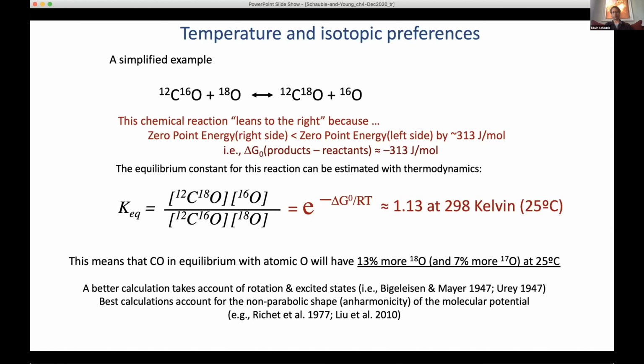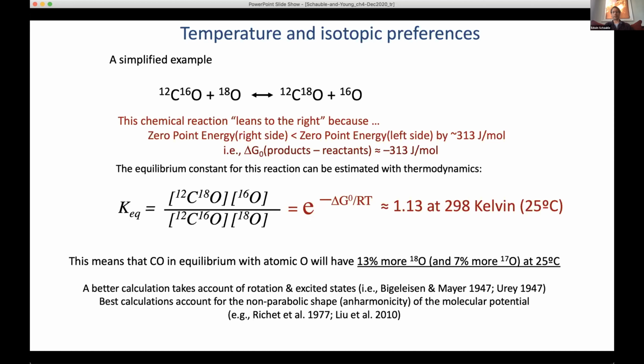So in order to do this really correctly, you need to take account of the fact that zero-point energy isn't the only thing that changes when you substitute one isotope for another. There's rotation, there are excited vibrational states, there could even be excited electronic states. Taking account of those is the basic level of theory. Bigeleisen and Mayer, 1947, Urey, 1947. Those papers and the papers that build on them take that level of calculation.